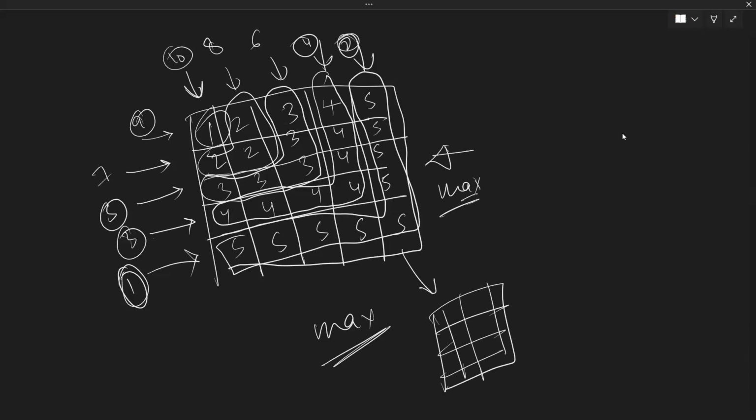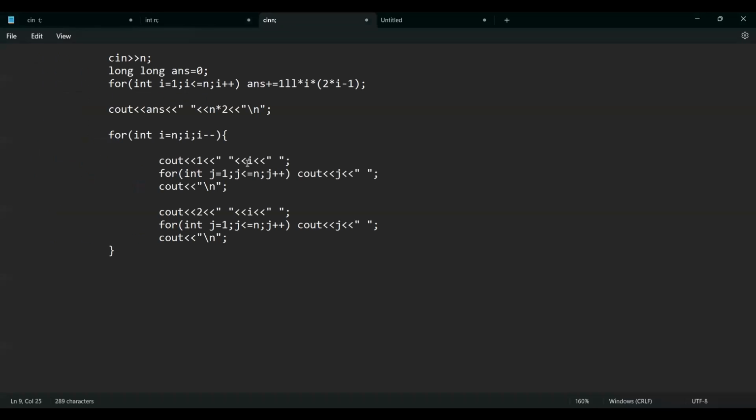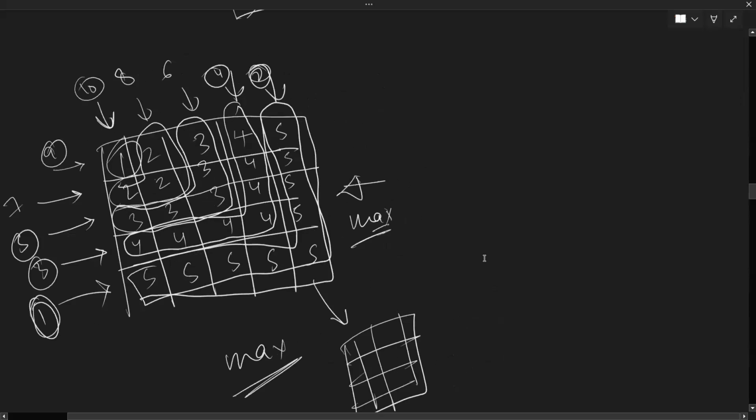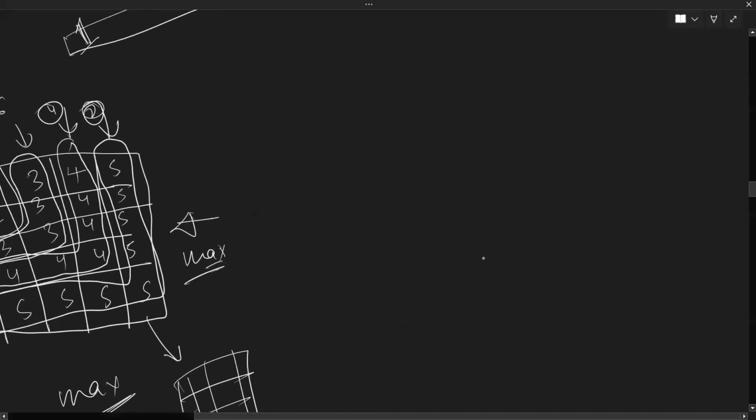Okay, so let's look at the implementation. So this is the implementation. And in this, I have first taken n as input. This is the sum: the ith number will be coming 2i minus 1 times. You can see here, how many times is 5 coming? It is coming 9 times, 2 times 5 minus 1. 9 times. 9, 5, 45.